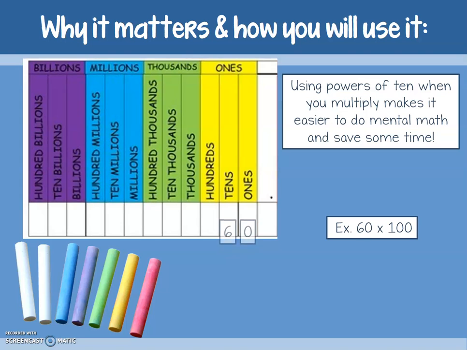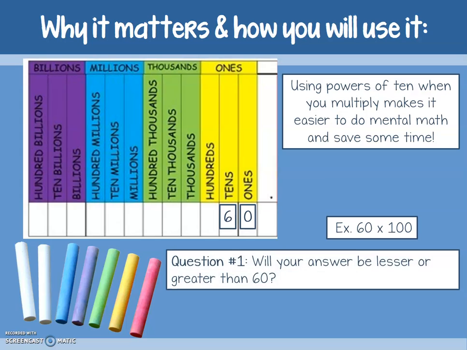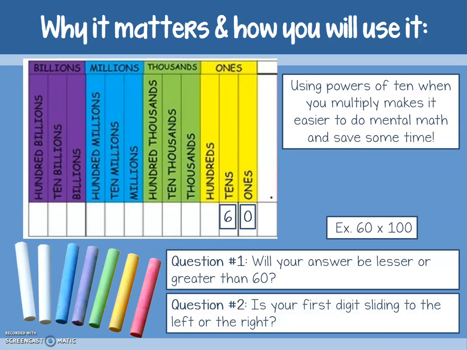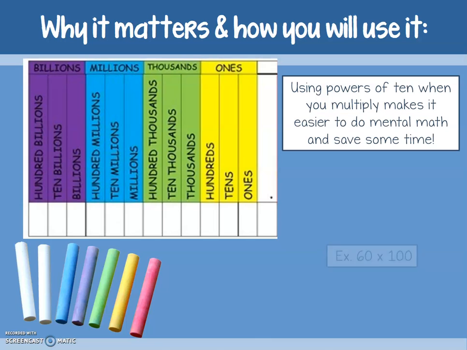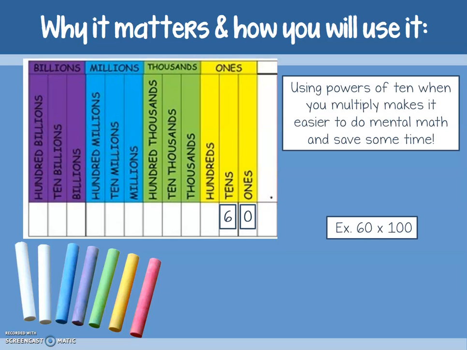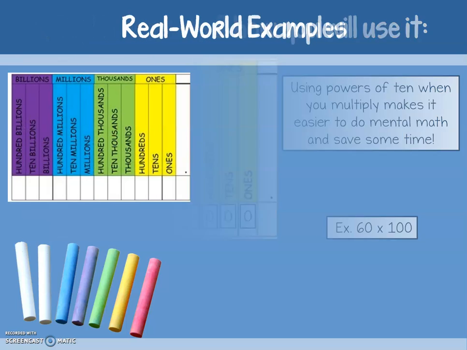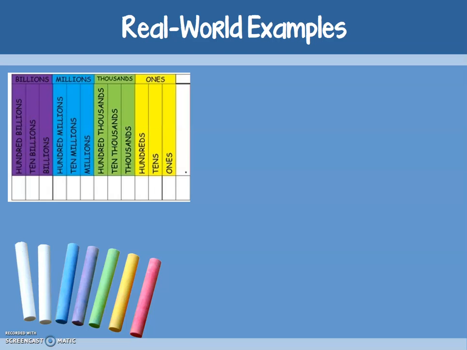So for example, if we want to multiply 60 by 100, I know that I have my number 60. I know my answer is going to be greater because I'm multiplying by a whole number power of 10, 100. And I know my first digit is going to be sliding to the left because if I'm getting greater, I need to move those digits to the left. I'm starting with that 60 again, multiplying by 100 moves 2 places to the left. I can fill in my empty spaces with placeholder zeros to give me an answer of 6,000.